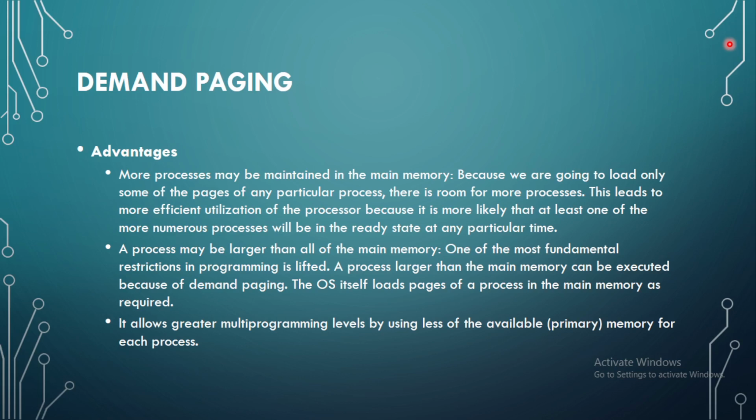A process may be larger than all of the main memory. One of the most fundamental restrictions in programming is lifted. A process larger than the main memory can be executed because of demand paging. The operating system itself loads pages of a process into the main memory as required. It allows greater multiprogramming levels by using less of the available primary memory for each process.